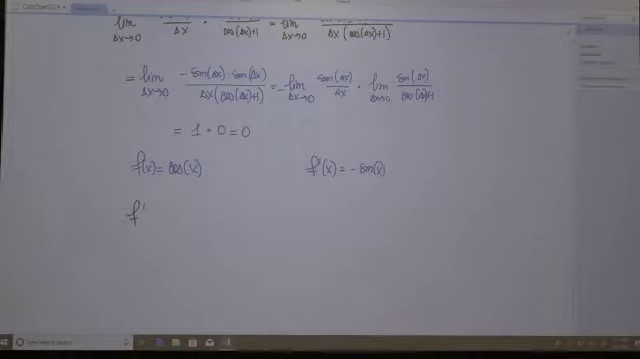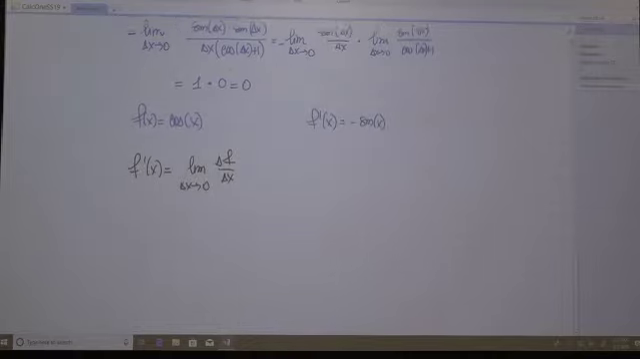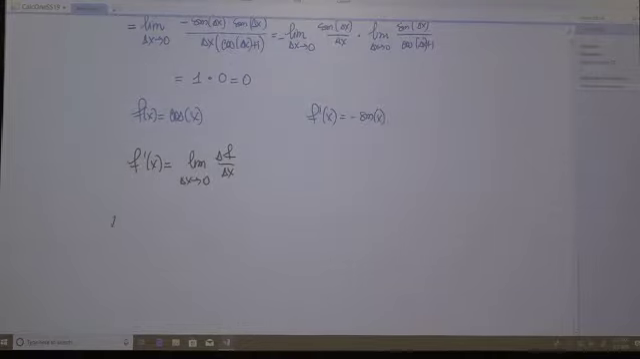So f prime is equal to the limit of delta f over delta x, where delta x goes to 0. So first of all, let's find the delta f. So delta f by the definition is the change of the value of your function, right?